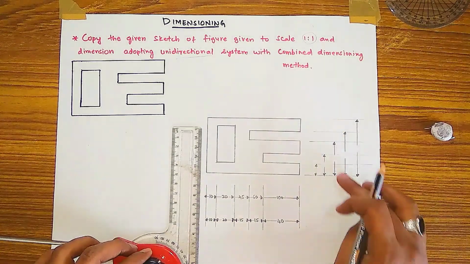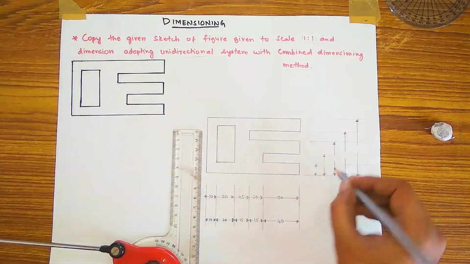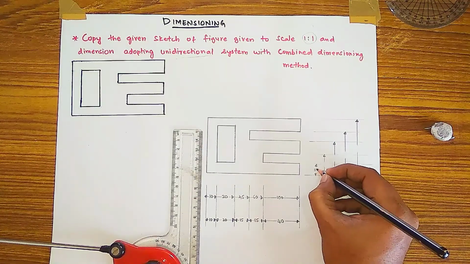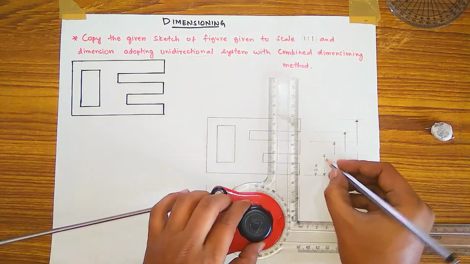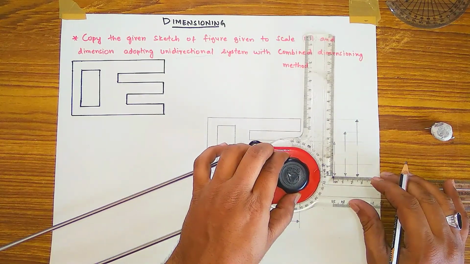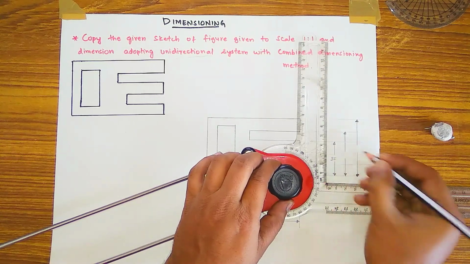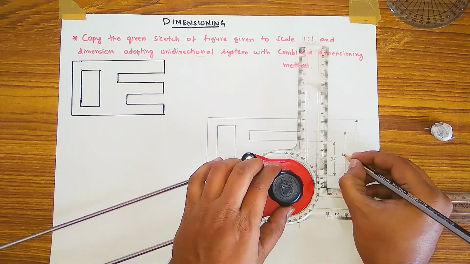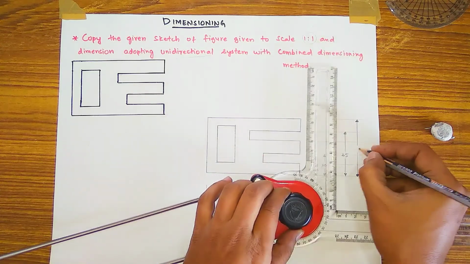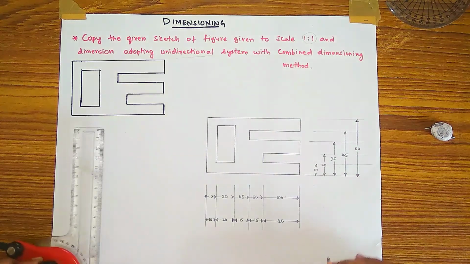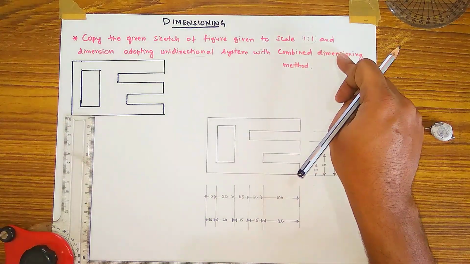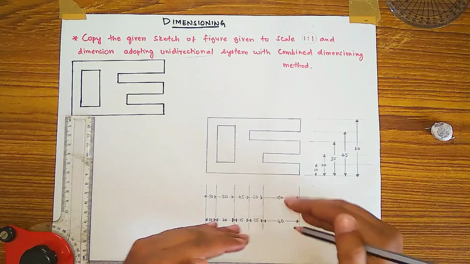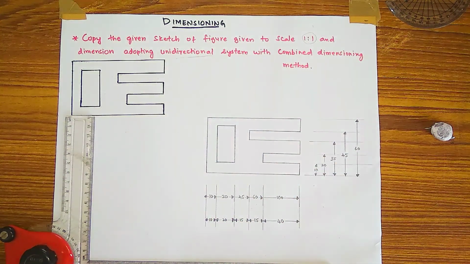Then after, for the parallel, for the unidirectional system straight numbering only, from here to here you are having 10 mm, so 10 mm. And from here to here you are having 20, so write it as 20. Here this is 35 and this is 45 and this one is 60. This is the parallel dimensioning. This is progressive dimensioning, this is chain dimensioning and parallel dimensioning. For the combined dimensioning method, you have to show any two types of dimensioning. Okay, so this is the complete solution of this problem.